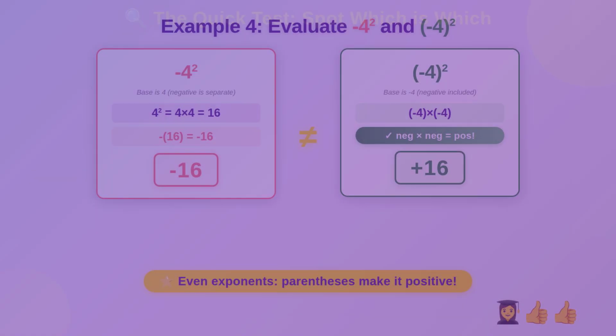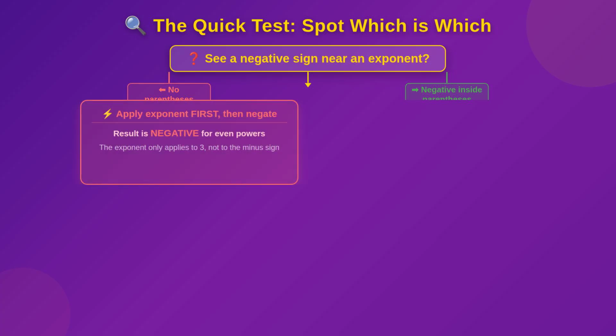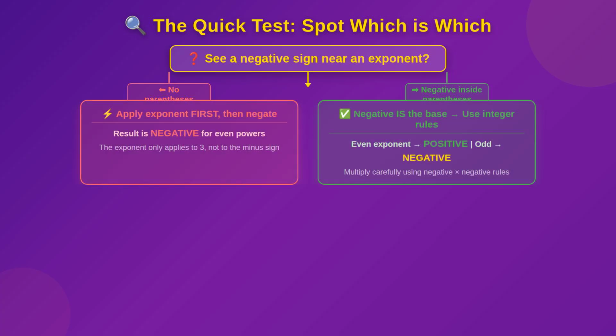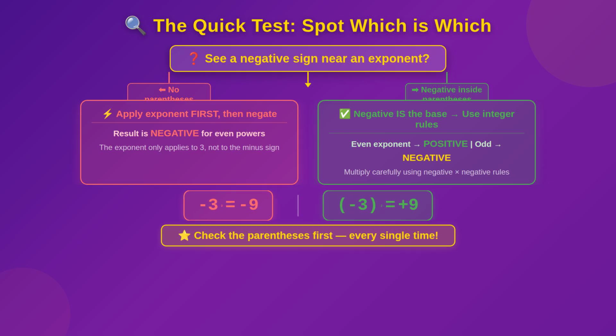Maya's got it, do you? Here's a super quick trick Maya uses now whenever she sees a negative sign near an exponent. Ask yourself, is the negative sign inside the parentheses or outside? If the negative is outside, no parentheses hugging it, apply the exponent first, then make it negative. Your answer will be negative for even exponents. If the negative is inside parentheses, it's part of the base. Multiply it out carefully, remembering your negative times negative rules. With even exponents, you'll get a positive. With odd exponents, you'll get a negative. Check the parentheses first, every single time.